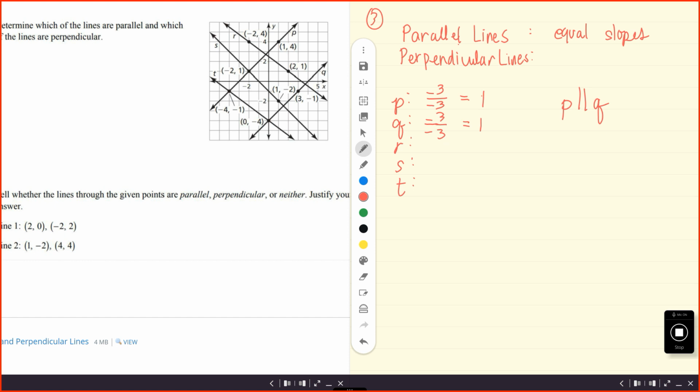Okay, who has R? What are the numbers? So R has these 2 points over here. So if you count, how many going downwards? 3. So down 3. How many over? 4. Okay. So let's just leave it at that.